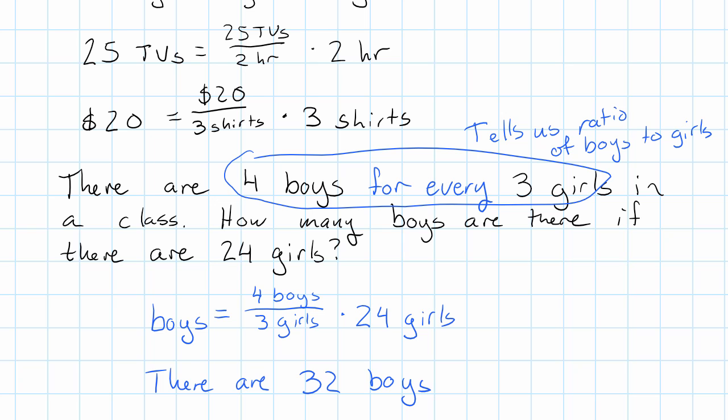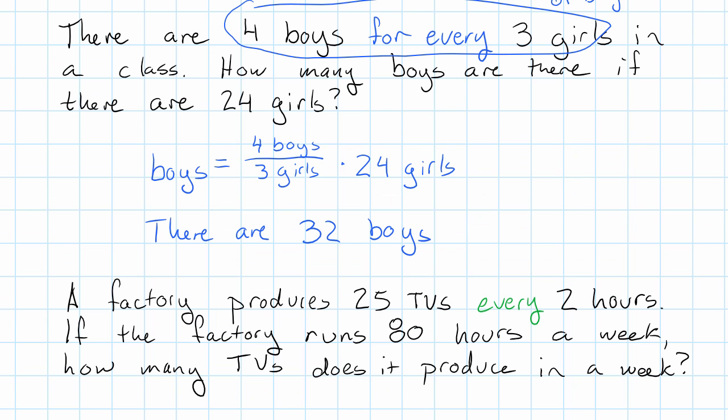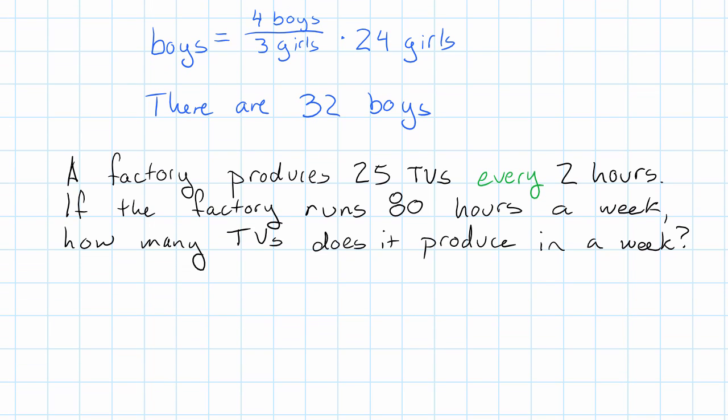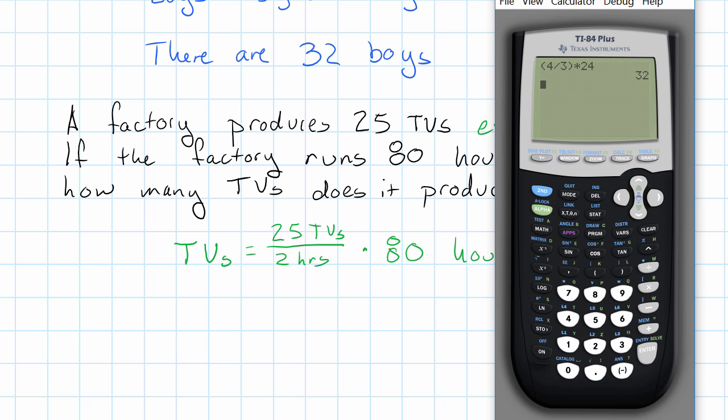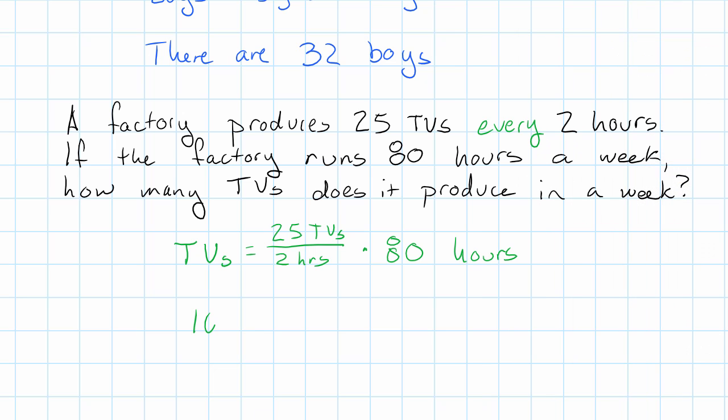If we're talking about the factory, so suppose the factory produces 25 TVs every 2 hours and runs 80 hours a week. How many TVs does it produce in a week? Well, we still know that the number of TVs is the ratio times the number of hours. And again, either doing the arithmetic by hand or using a calculator, we find that 25 over 2 times 80 gives us 1,000 TVs produced in a week.